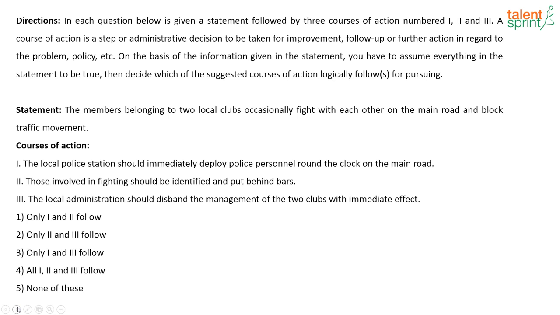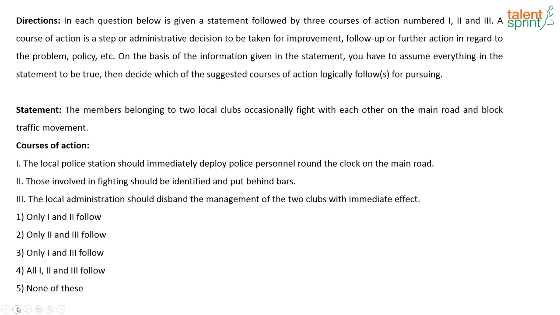So which are the logical courses of action that should be taken? It should be only 2 and 3. Correct? Because see, there are 2 clubs which are causing the problems. So what should be taken to avoid this traffic movement and all? Either arrest the people who are causing this public nuisance, or the management of the clubs, right? The clubs have a management, you have to punish them, right? Because they are causing problems for the public. So these are the 2 logical actions that they should take, right?